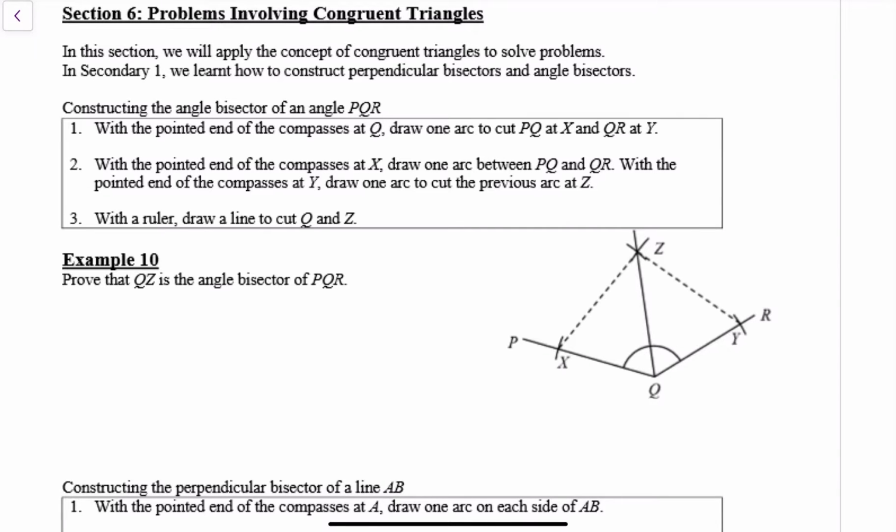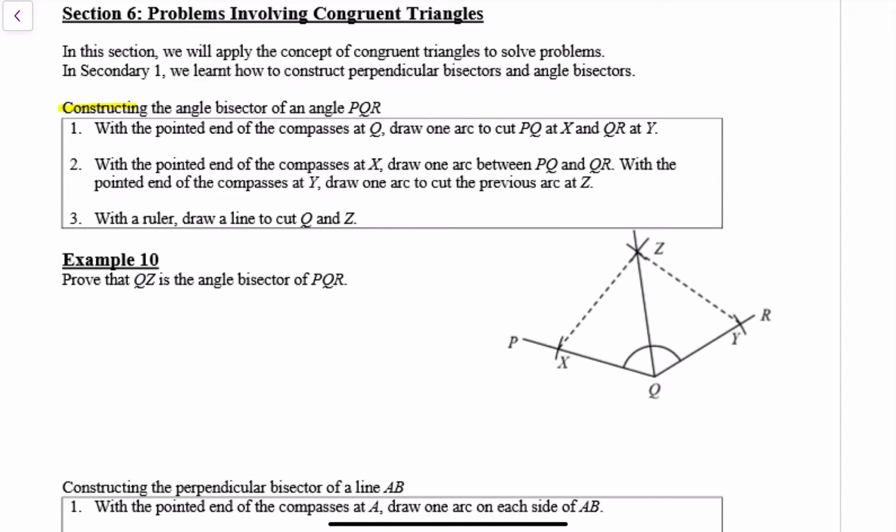Okay, section 6. Now we're going to look at problems that involve some congruent triangles. Example 10 here is asking you to prove that QZ is an angle bisector of PQR. Now, what we see here is a construction, something that you have already learned in Sec 1.